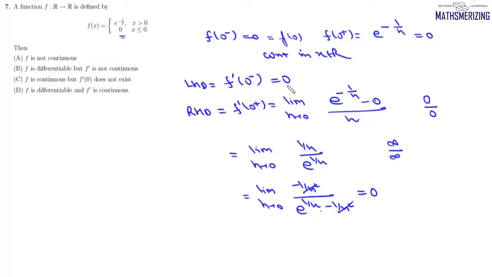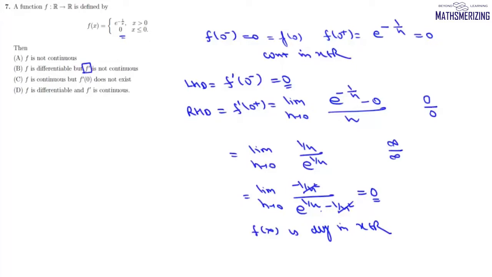Now e to the power minus infinity is nothing but 0. So left hand derivative is 0 and right hand derivative is 0. So this function is differentiable at x equal to 0. So f x is differentiable for x belongs to R. Now we have to find whether its derivative f dash is continuous or discontinuous.